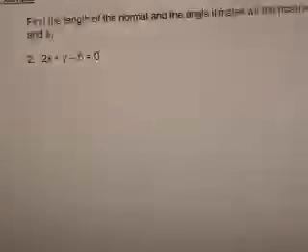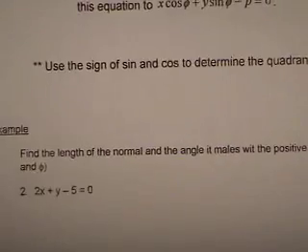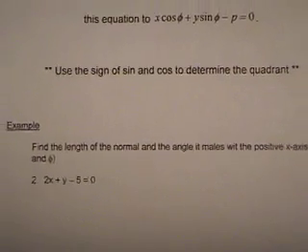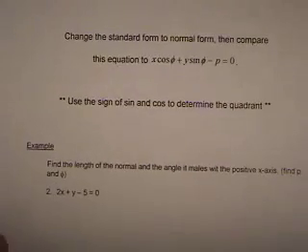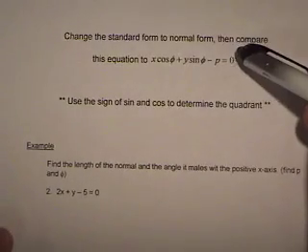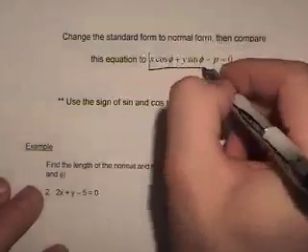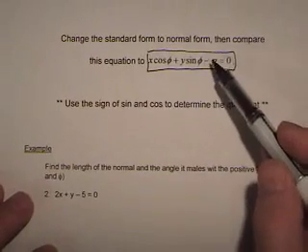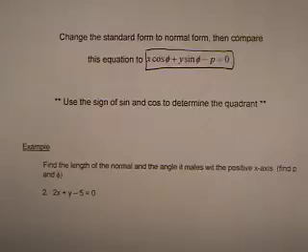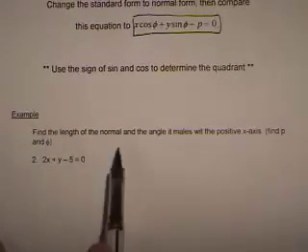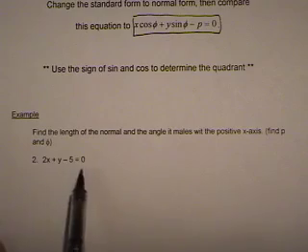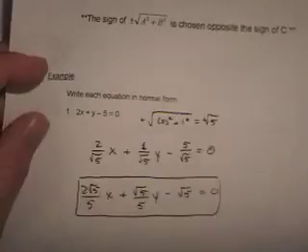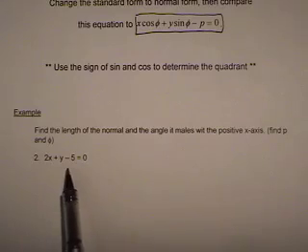Okay, let's define p and phi now. So I want to find p and phi. Well, I need to change the standard form to the normal form, and remember that my normal form is x cosine phi plus y sine phi minus p. With this information, I'll be able to take those pieces and just solve for p and phi. So you'll see I have the same equation here, the standard equation, which I had before. It's just 2x plus y minus 5.